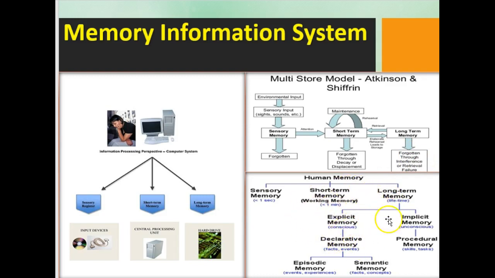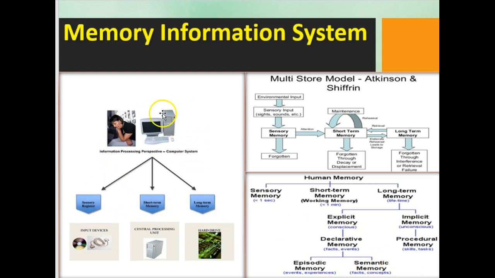At the bottom here, you see human memory types. And we'll discuss these in detail in the next slide. The sensory memory, the short-term, the long-term, explicit, implicit, declarative, procedural, and episodic, and semantic memories.